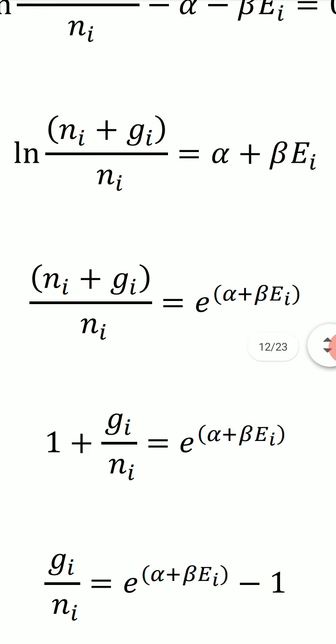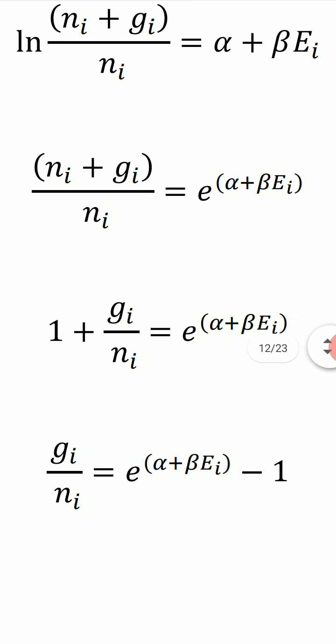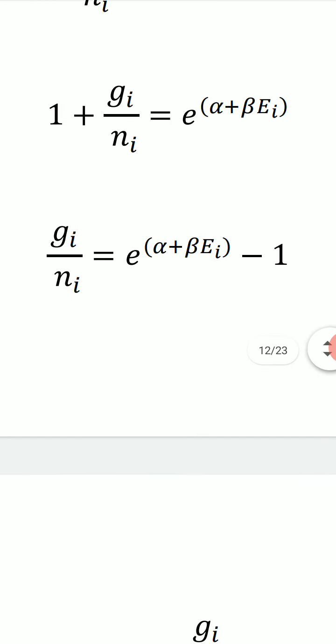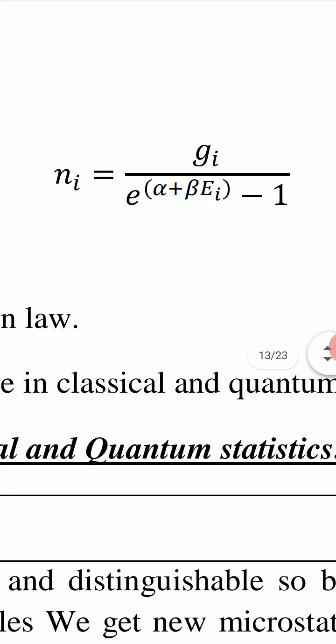Take exponential on both sides. We have e to the power log x equal to x. So we get on the left hand side Ni plus Gi upon Ni, and on the right hand side e to the power alpha plus beta Ei. Left hand side will become 1 plus Gi upon Ni, and it is equal to e to the power alpha plus beta Ei. Then Gi upon Ni will be equal to e to the power alpha plus beta Ei minus 1. Now invert this, then Ni upon Gi will be equal to 1 upon e to the power alpha plus beta Ei minus 1, which will give the value of Ni. Ni is equal to Gi upon e to the power alpha plus beta Ei minus 1.